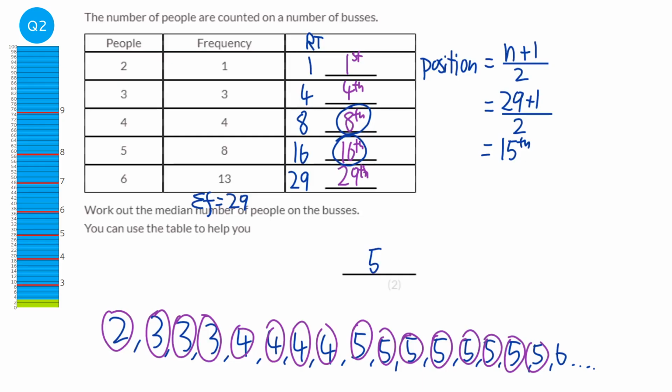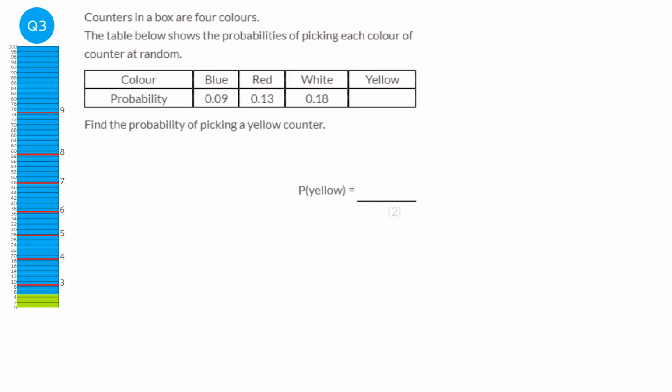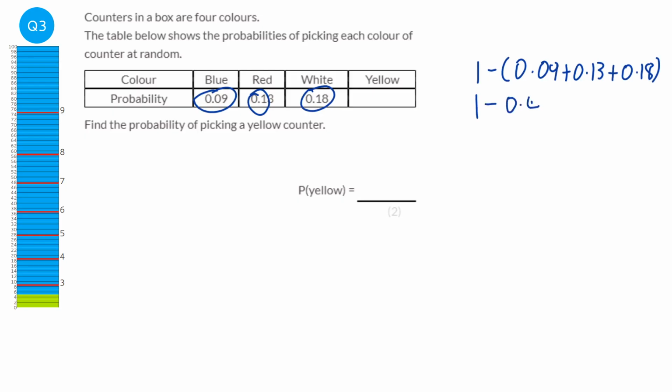All probabilities have to add up to 1. So what I'm going to do is take these probabilities away from 1. We're going to do 1 take away 0.09 plus 0.13 plus 0.18. And so that's going to be 0.4. 1 take away 0.4 is 0.6.